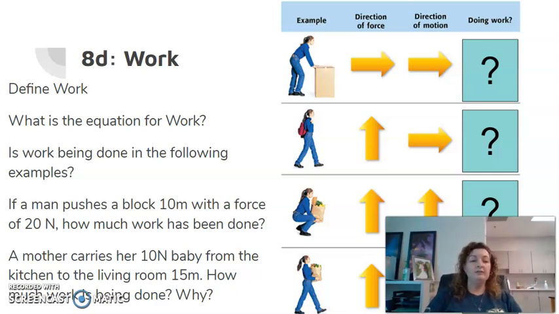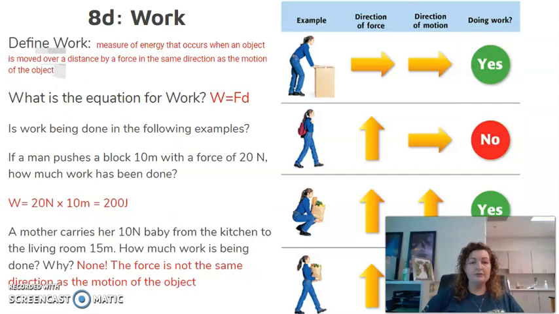First thing we need to know is what is work? So work is a measure of energy that occurs when an object is moved over a distance by a force in the same direction as the motion of the object. So let's look at the first example. We have a woman pushing a box, okay? So the direction of her force, the way that she's actually pushing it, is forward. And the direction that the box is moving is also forward.